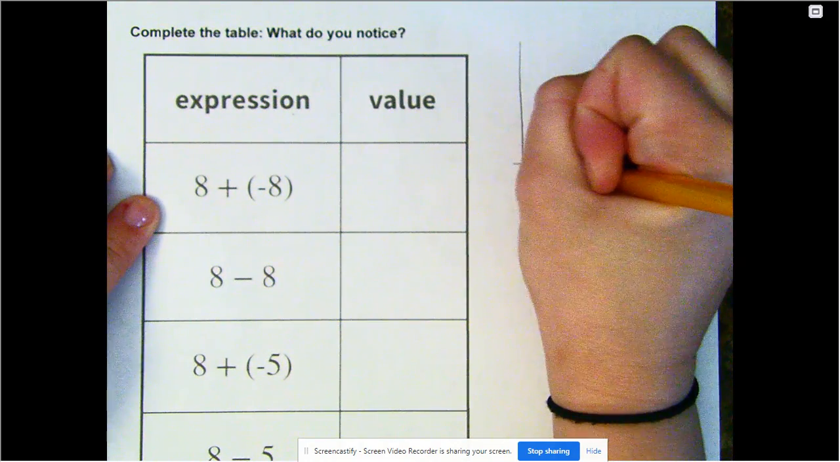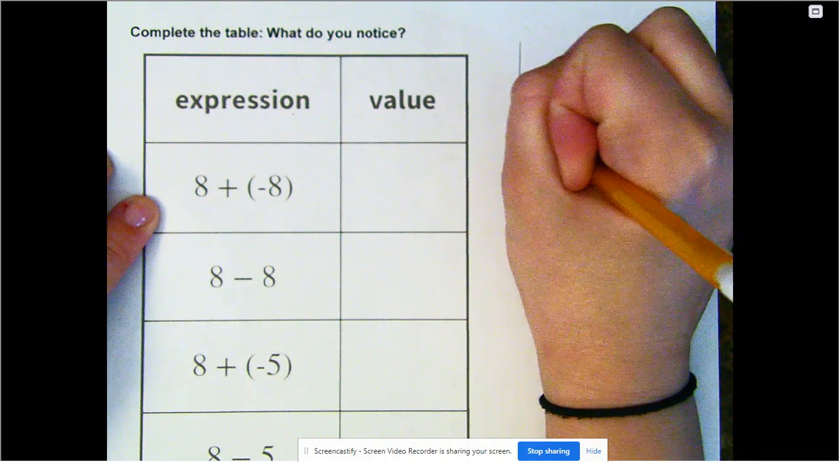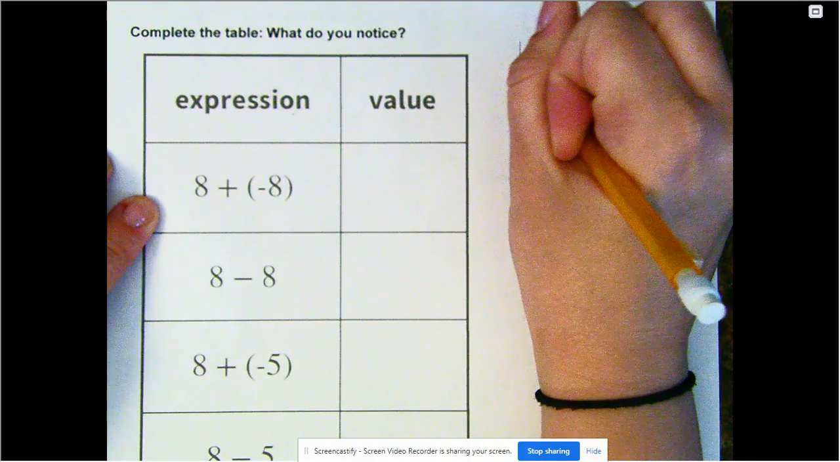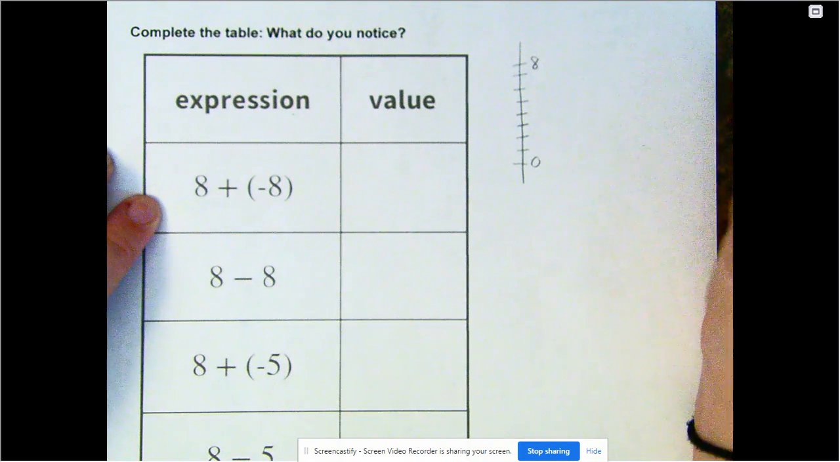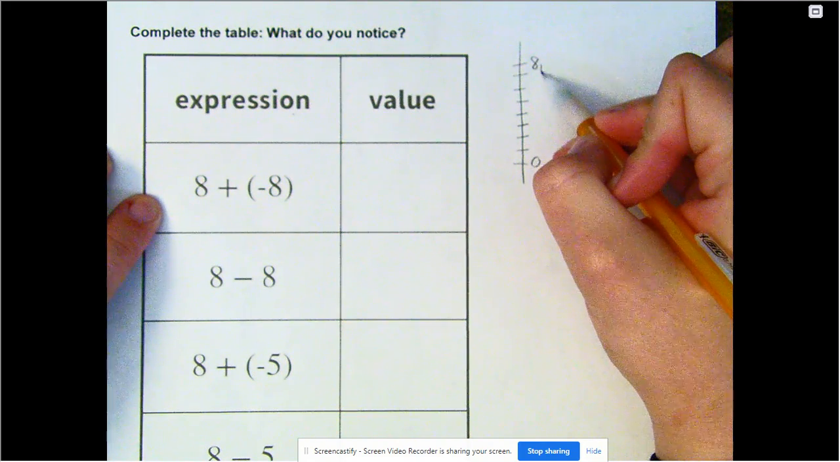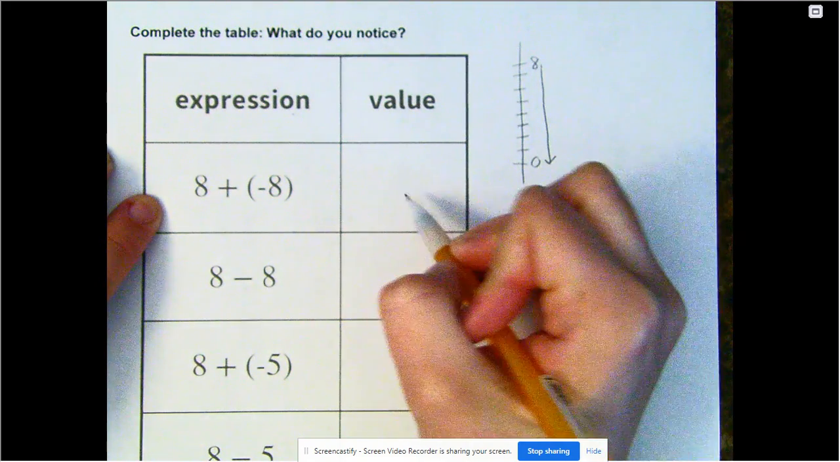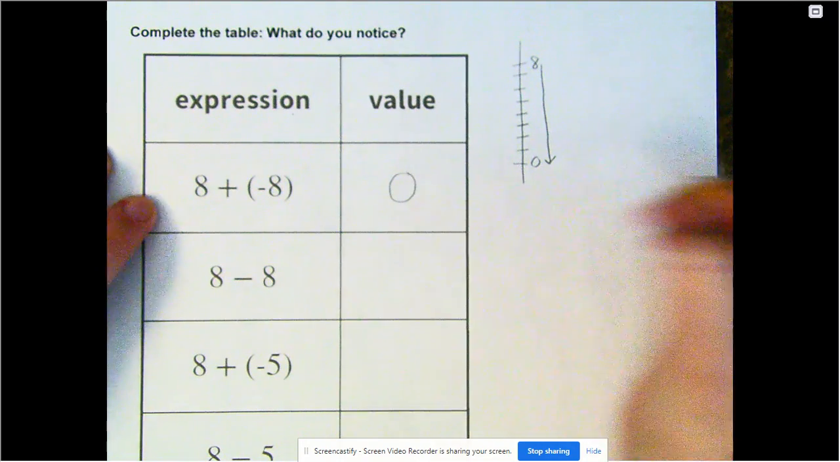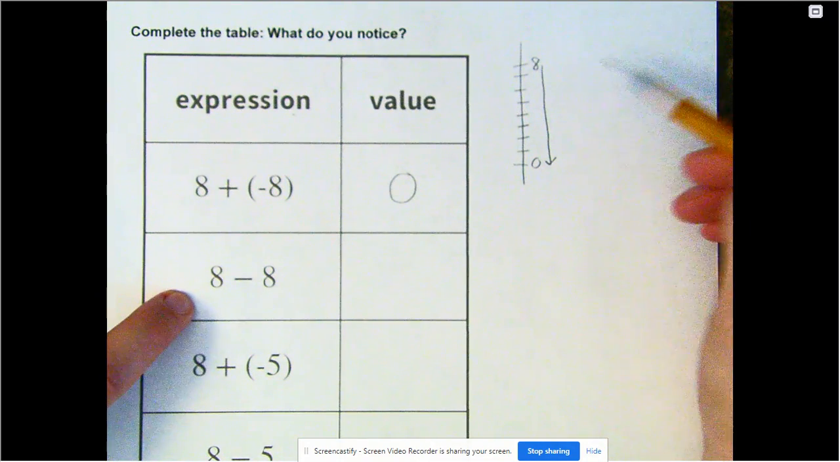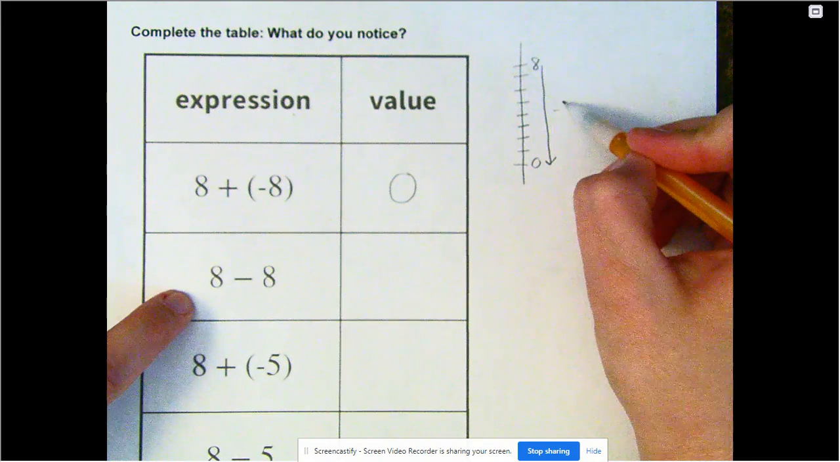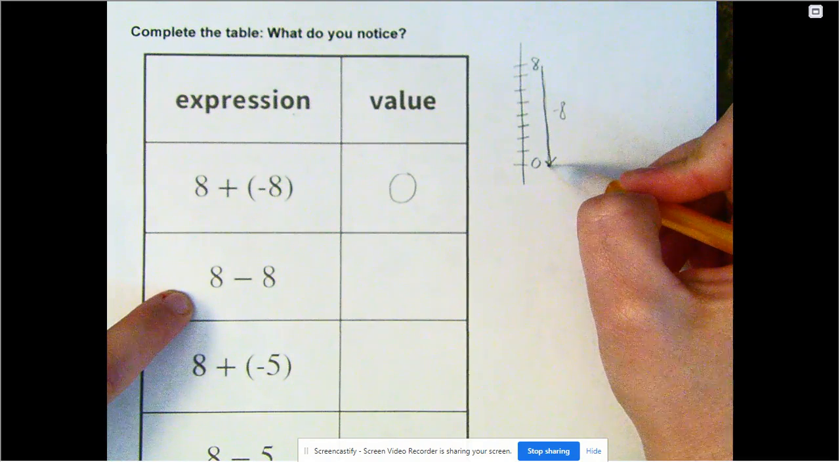So if we start at 0 and go 1, 2, 3, 4, 5, 6, 7, 8. Okay, and then we add negative 8 to it. It's going to take it right back down to 0. Okay, same thing if I had 8 and then I subtract 8 from that, it's also going to take me down to 0.